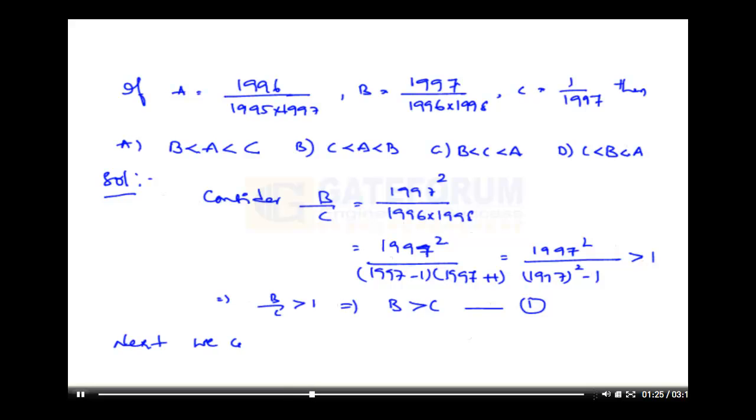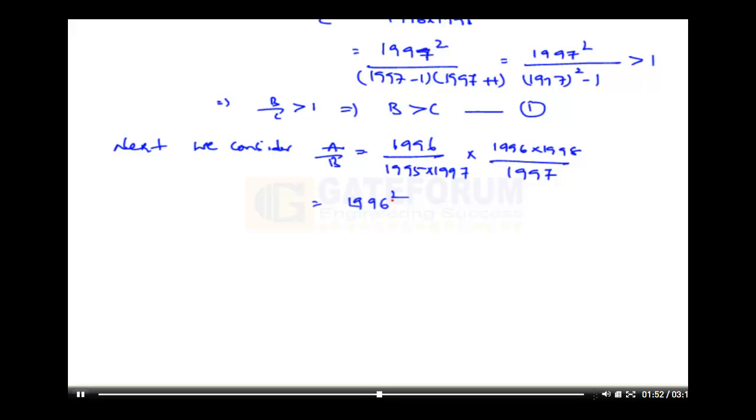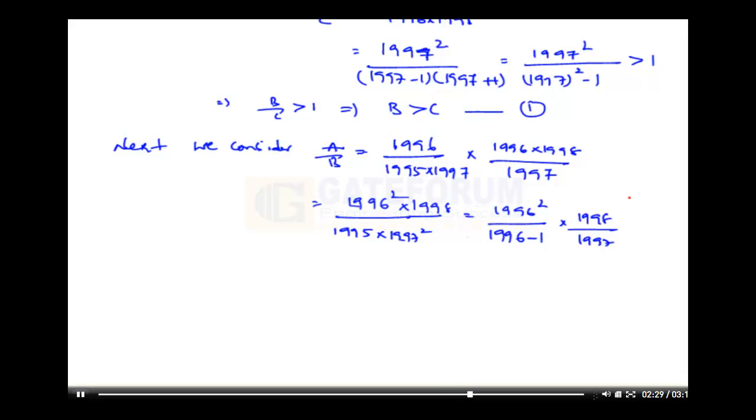Next we consider A by B. A is 1996 by 1995 into 1997, and B, if we write the reverse of this, is 1996 into 1998 by 1997. If you are splitting this, we can write it as 1996 whole square by 1995 into 1997 whole square, and in the numerator we will get 1998. Just by splitting this, 1995 can be written as 1996 minus 1, so that into 1998 by the remaining 1997. Here one more 1997 is there.